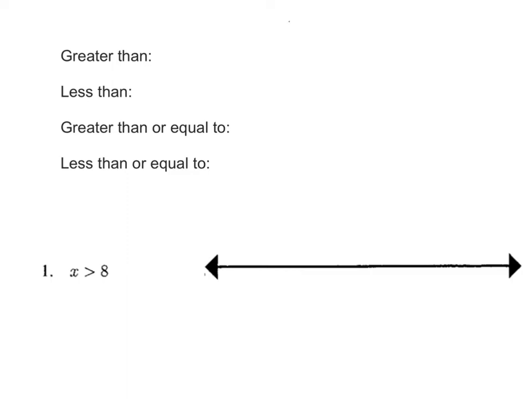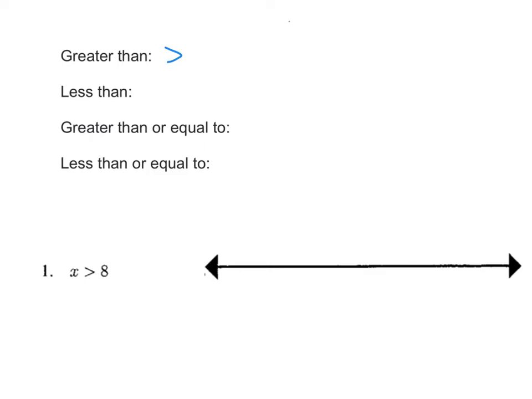Hi everyone, tonight we're going to talk about inequalities and how to graph them. Before we graph them, let's make sure that we know what an inequality is. So an inequality is basically the relationship between two numbers that are not equal. So if they're not equal, then one number would be greater than the other.